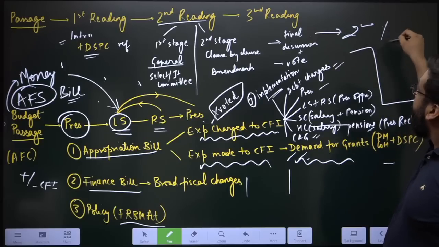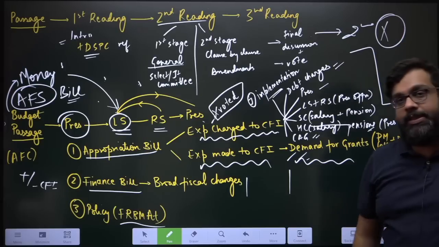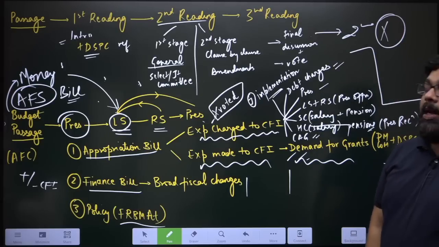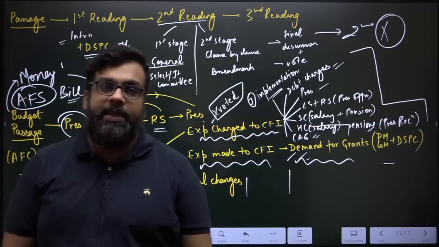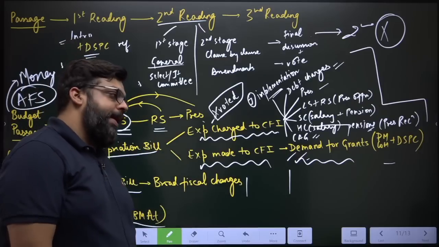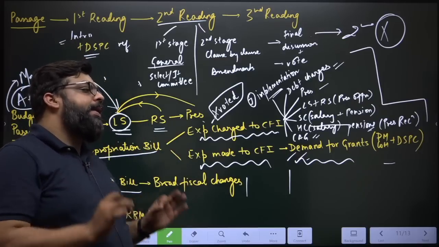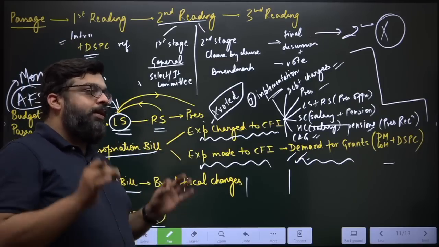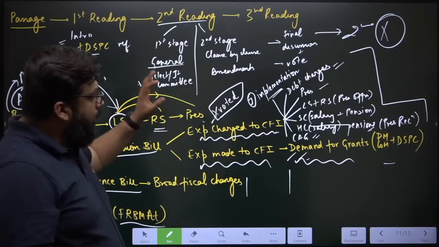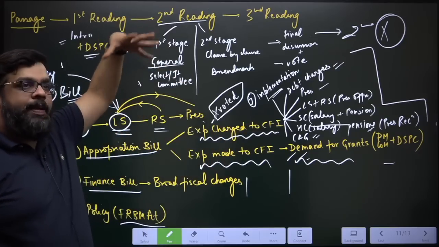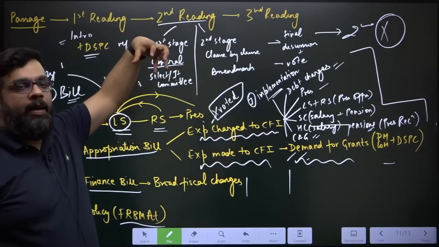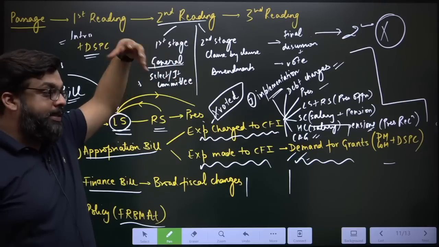There has never been a question on the procedure of the budget in the last 10 years. It is my humble request, don't spend more time than needed. This is more than enough for you to get your basics right. Basically, money cannot be spent without the passage of a law. The Consolidated Fund of India is basically the source of money for the country as a whole, for the central government.